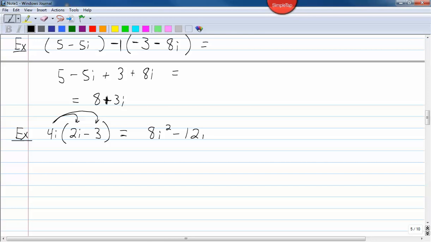And then what? I. Don't leave the I off. I almost did that. Alright, now that I've multiplied 4i times both terms, if you have an I squared, plug in a negative 1. So this is 8 times negative 1 minus 12i, or negative 8 minus 12i. That's my complex number. That's written in the correct form. I have my real part and then my imaginary part.